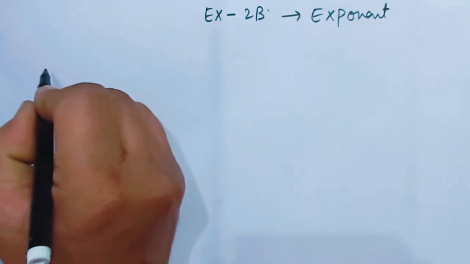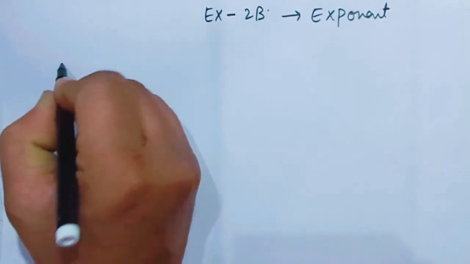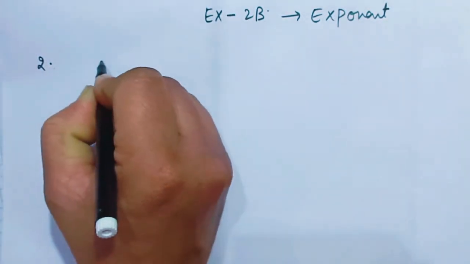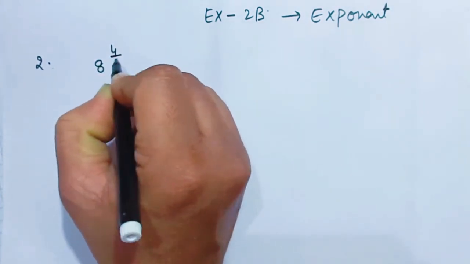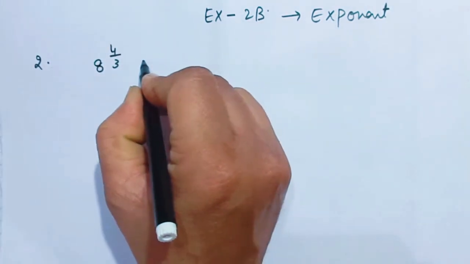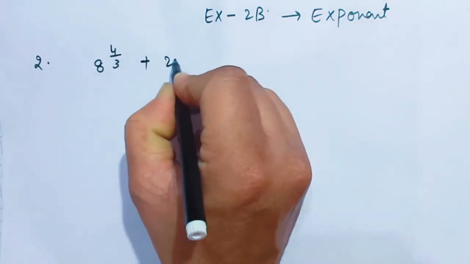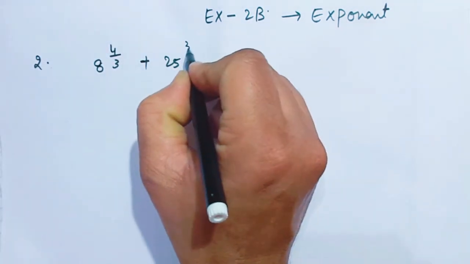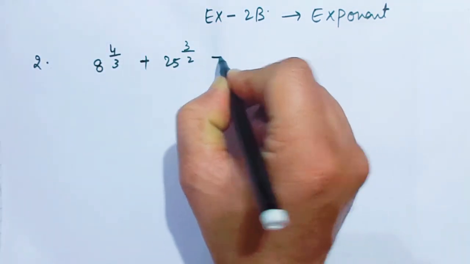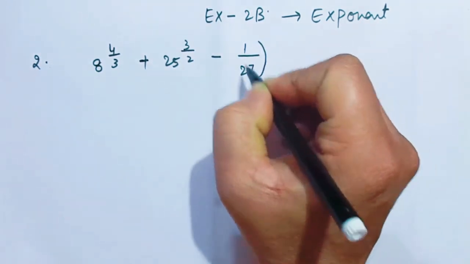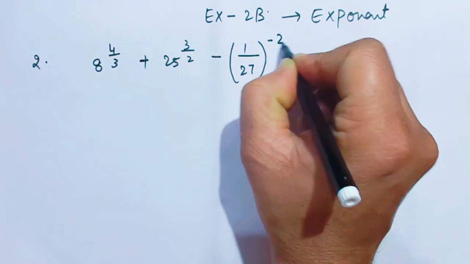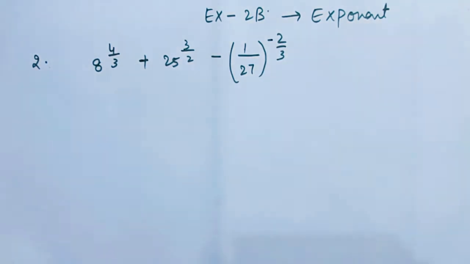Let us take, for example, a sum: 8 to the power 4 by 3 plus 25 to the power 3 by 2 minus (1 by 27) whole to the power minus 2 by 3. Remember, here the rules of exponent are very important.